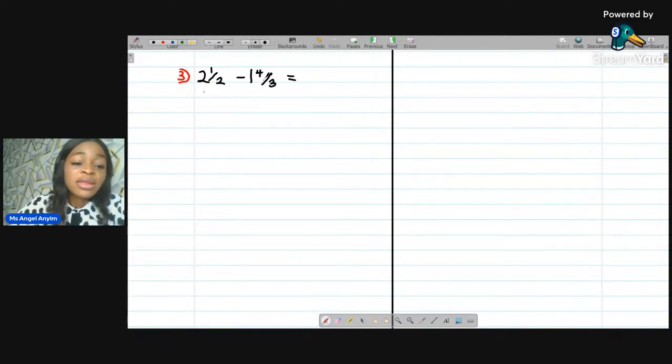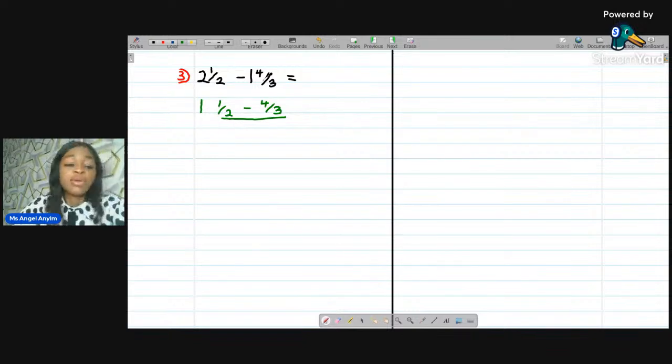So let's work with it the way it is instead of converting to improper fractions. We first solve the whole numbers. The whole numbers are 2 and 1. 2 minus 1 is 1. Then 1 over 2 minus 4 over 3. Now these two are what we find the LCM of. LCM of 3 and 2 is 6. So we still carry our whole number. Don't forget your whole number.